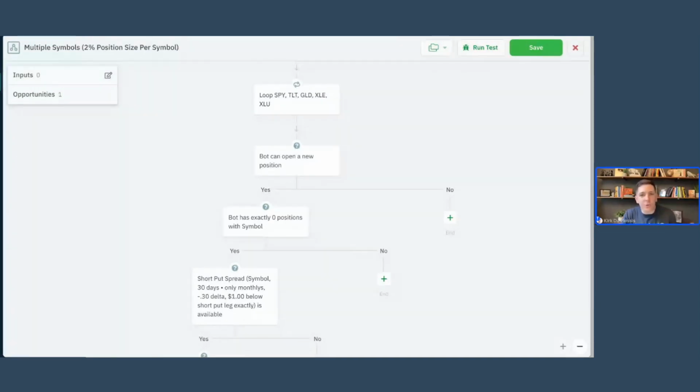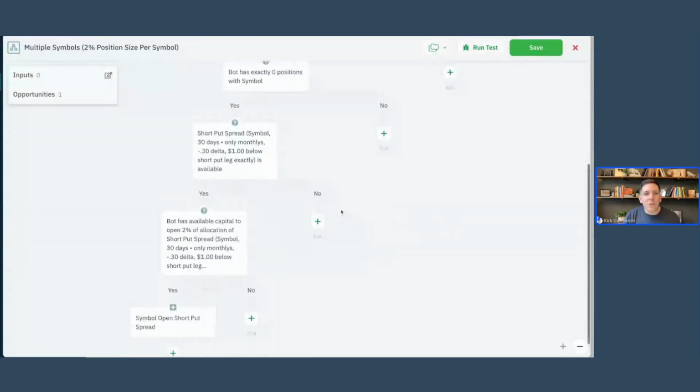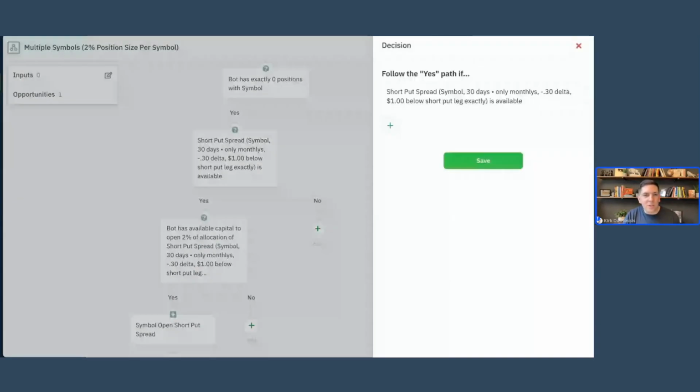And I'll show you how it works. We'll do a demo trade, like a paper trade, and then we'll run the logic all over again. Now, if you can open a new position in that symbol, then we do the same thing. It's the same logic applied here. It's very simple. We just added more symbols to our loop.